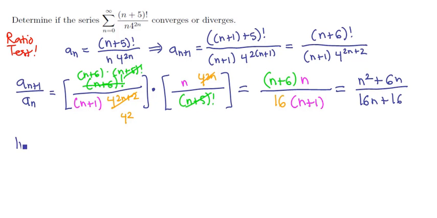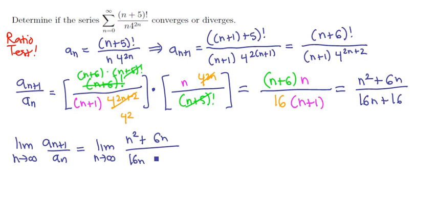Now for the ratio test, we need to take the limit of the ratio of consecutive terms. So that means we're going to take the limit as n tends to infinity of n squared plus 6n over 16n plus 16. Now to take the limit of the sequence, this has a nice underlying function, so let's take the limit as x tends to infinity of x squared plus 6x over 16x plus 16.